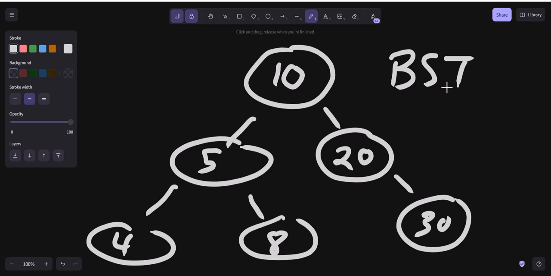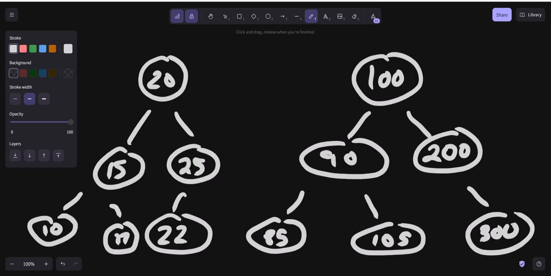All the nodes to the right of the root node are greater than the root node. Each individual node, its left child is less than that node, and its right child is greater than that node. Now, it takes a little bit to get the rules down, but I find if you actually draw out a couple trees and ask yourself, is this a binary search tree or not, then that will help you. So let's do that for a second so we understand how that works.